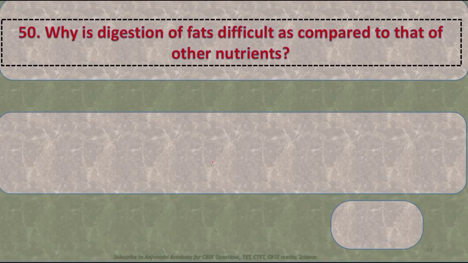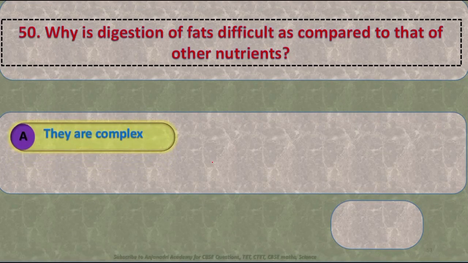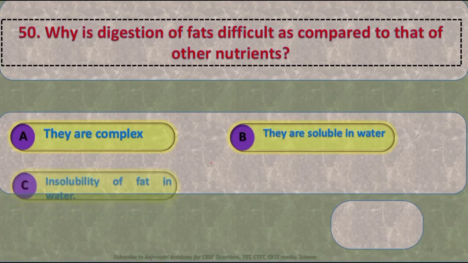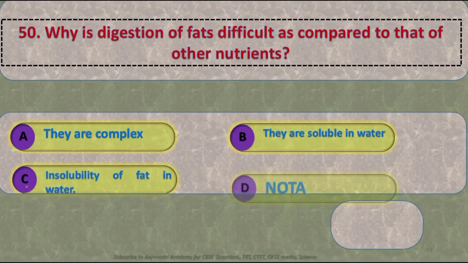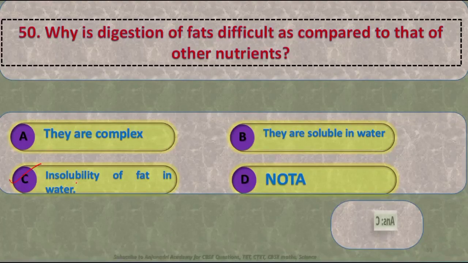Why is the digestion of fats difficult as compared to that of other nutrients? Because they are complex, they are soluble in water. Insolubility of fat in water. None of the above. Answer C. Insolubility of the fat in water is the correct answer for this question.